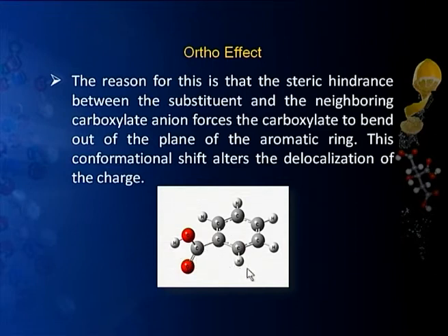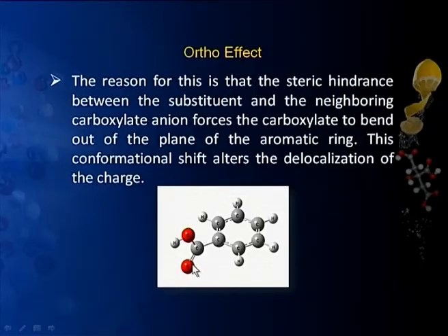But now what happens if there is a bulky group here in the ortho position in place of hydrogen here or here, then this carboxylate anion or carboxyl group does not remain in the same plane. Like suppose this is the plane of the benzene ring and suppose this is the carboxylate anion.